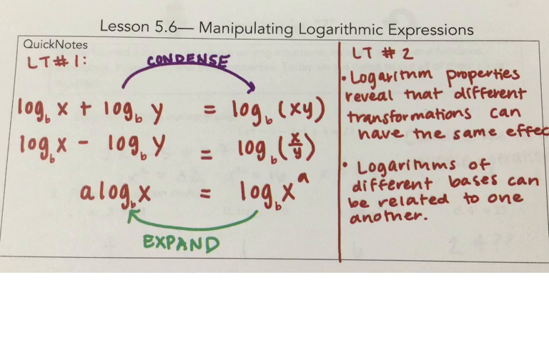Division in the argument becomes subtraction of the logs. It's always the numerator minus the denominator. So what's on top minus what's on bottom. And then lastly, exponents in the argument. If I have an exponent in an argument, it can be written out front as multiplication of the log.